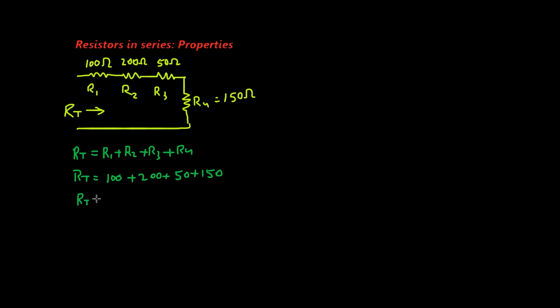Let's suppose we have a series circuit of resistors which consists of 4 resistors, R1, R2, R3, R4, where R1 is equal to 100 ohms, R2 is equal to 200 ohms, R3 is equal to 50 ohms, and R4 is equal to 150 ohms. We are interested to find the value of total resistance RT. As we know that total resistance is the sum of all resistances, so RT will be equal to R1 plus R2 plus R3 plus R4. Plugging all the values into the formula, we will get RT equal to 500 ohms.